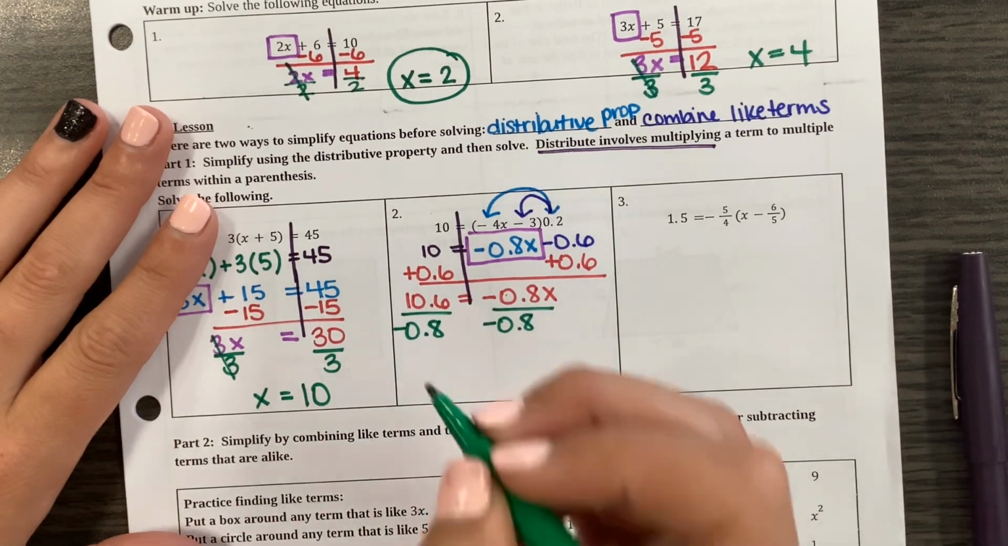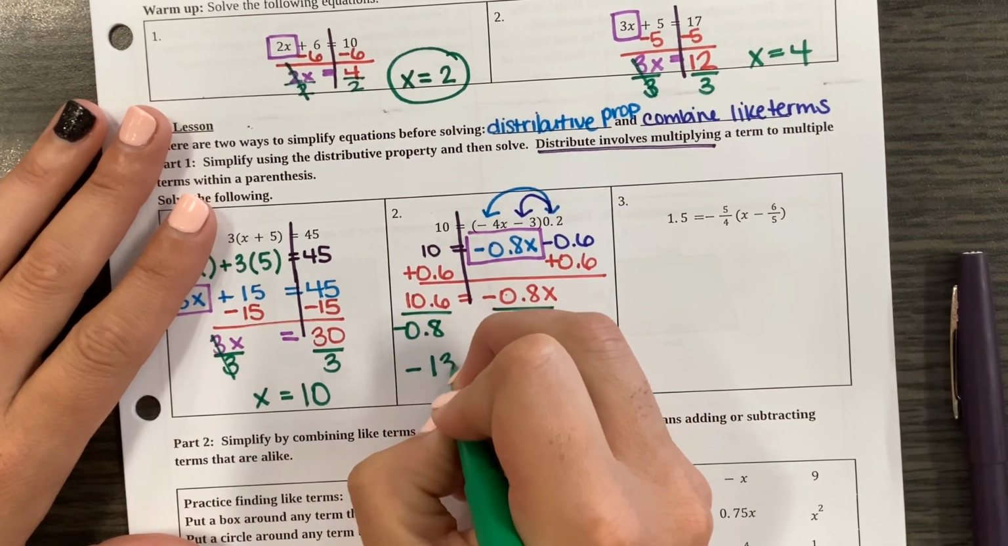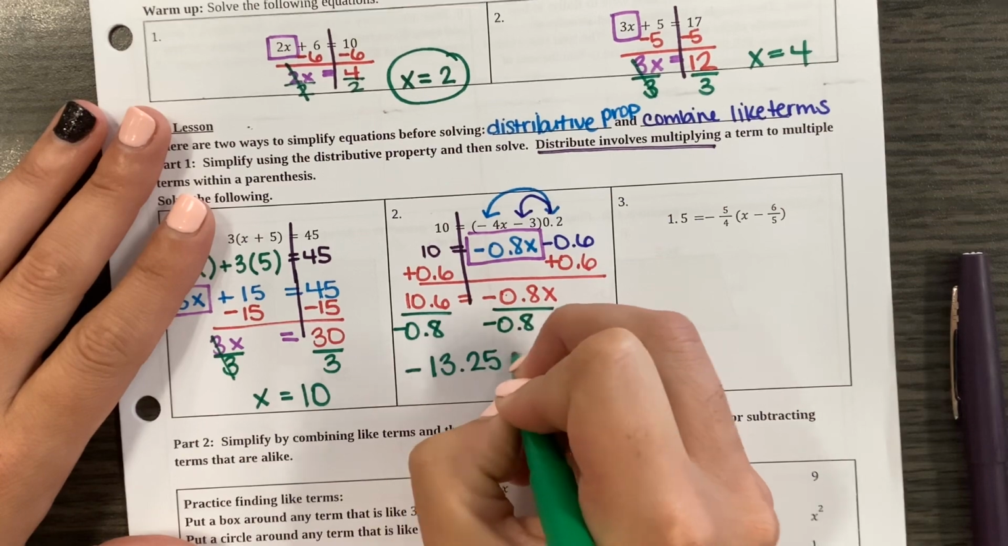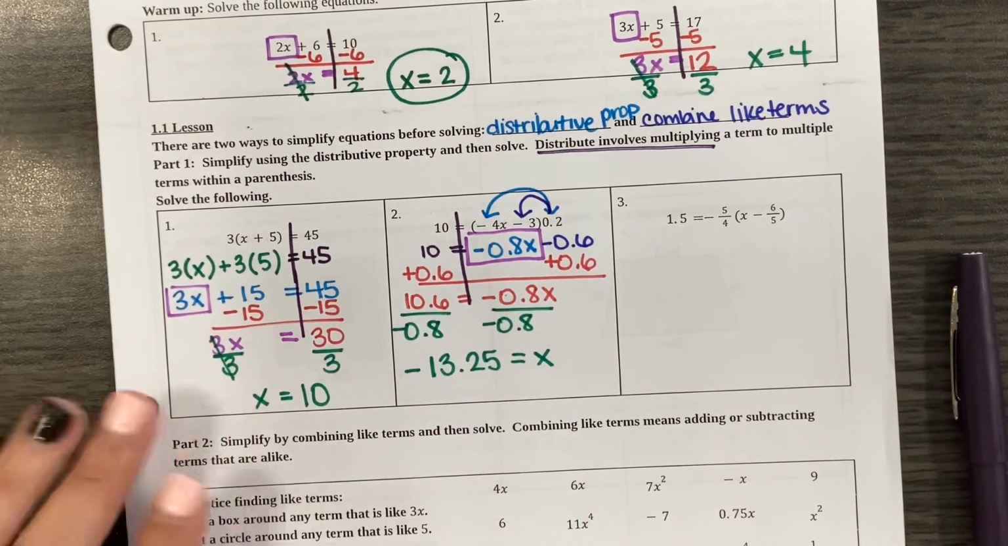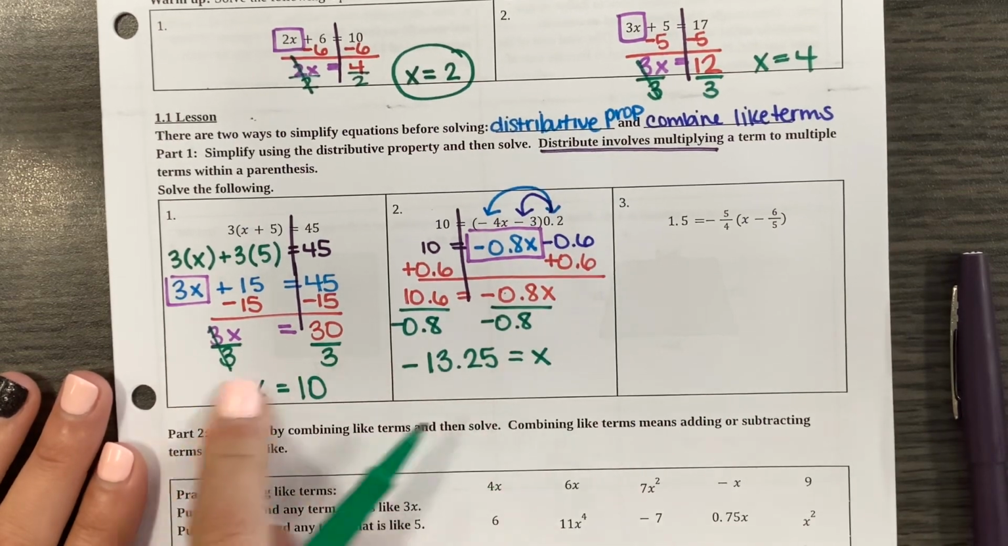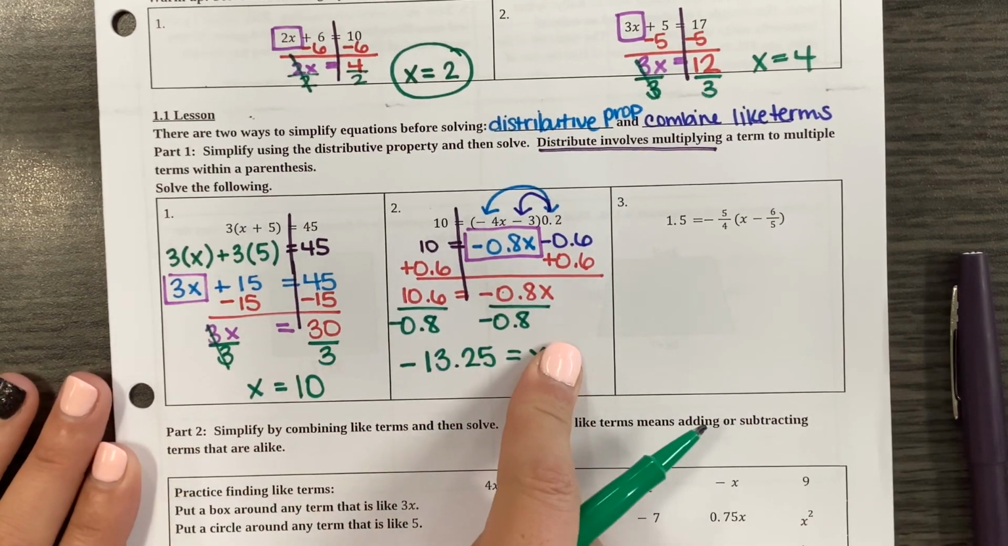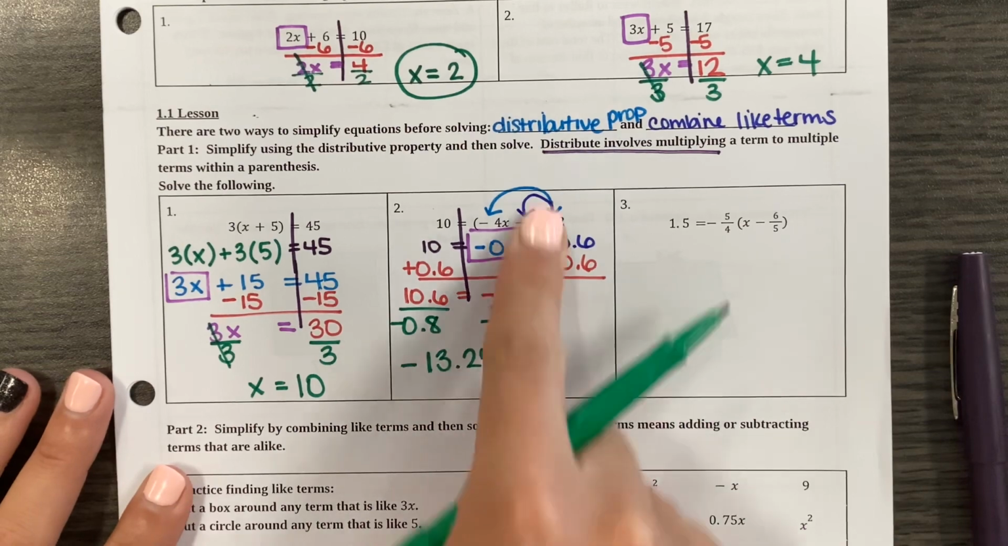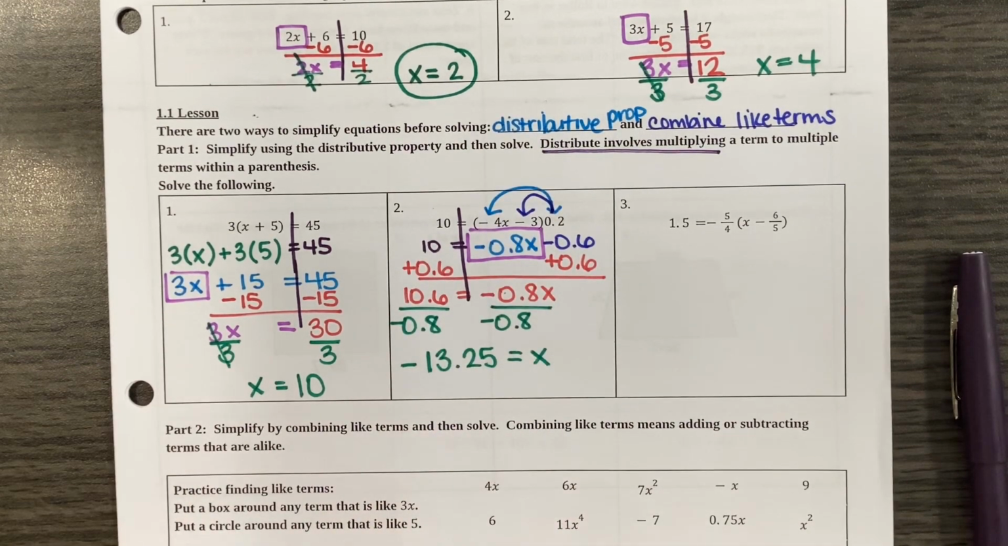And when I do this, I get negative 13.25 equals x. If you look at my answers, they kind of look opposite. X was on the left here, x is on the right. It does not matter which one you're giving me. The reason x is on the right over here is because that's where it started.